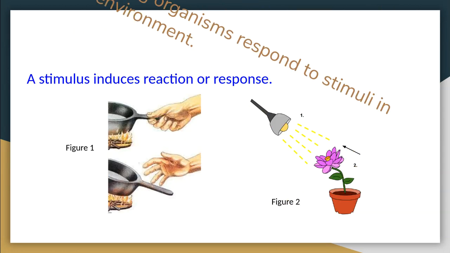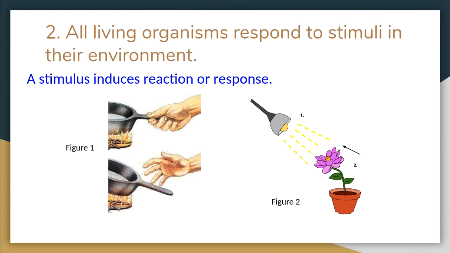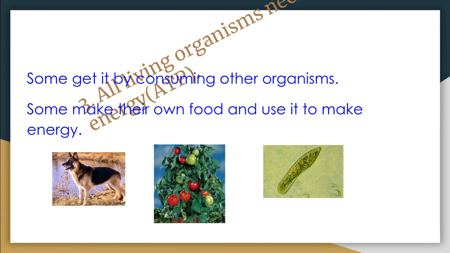All living organisms respond to stimulus in their environment. A stimulus is anything that induces a reaction or response. Now, let's look at figure 1. The temperature of the hot pan is a stimulus, and the hand moving away is the response. Likewise, in figure 2, the light is the stimulus, and the plant bending towards it is the response.